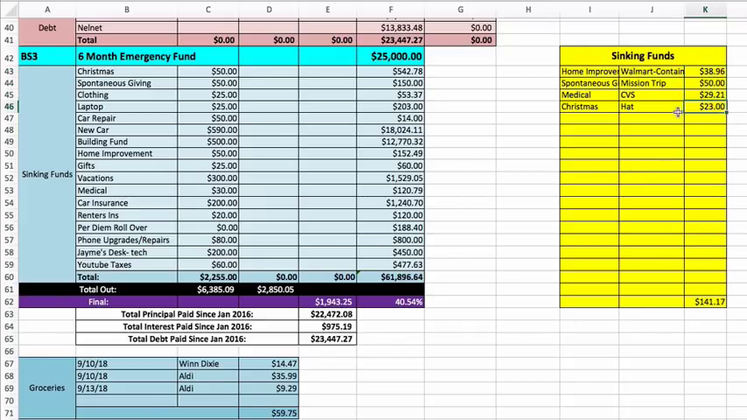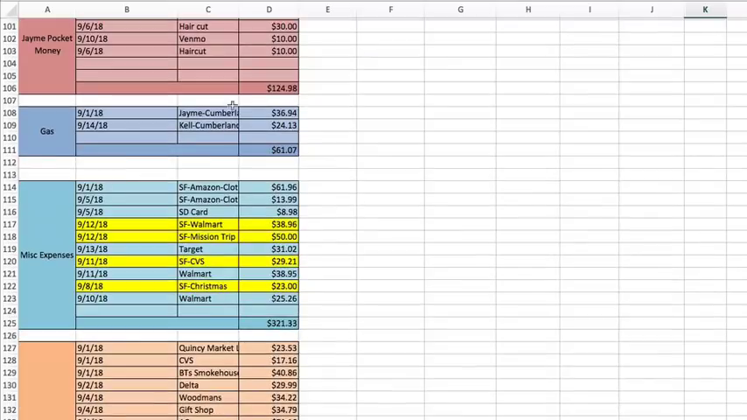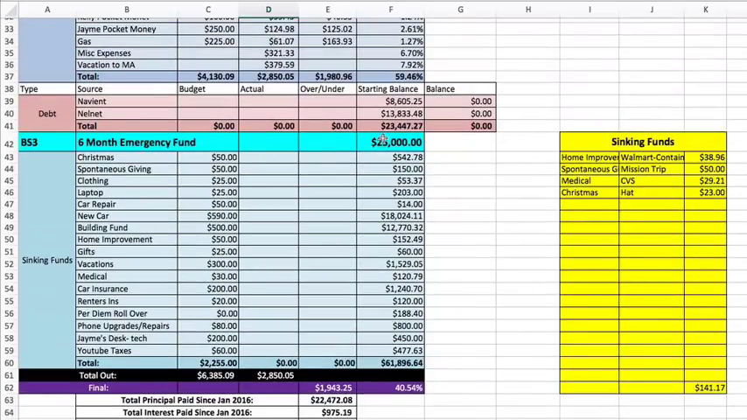So I've got some questions on this, and it's confusing, but trust me, the math works out. So when I add the sinking funds here to this spreadsheet, I also add it to here as well, which then makes it an income. So it's pulling it out of the sinking funds.